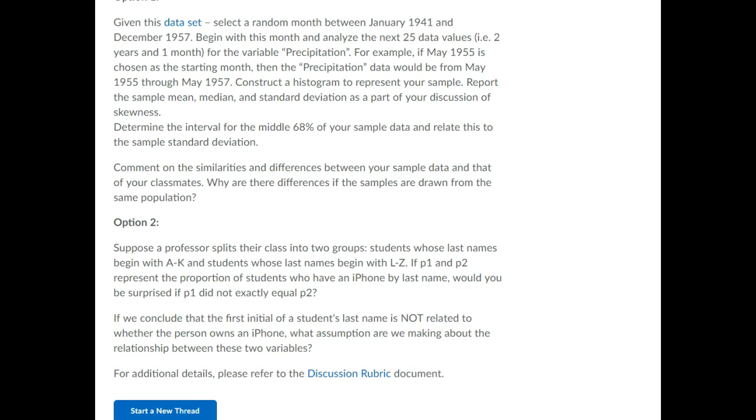Now, think about the size of a class as well. Some classes only have 10 people, 20 people in them. How is that going to affect P1 and P2? If the class was bigger, 100 students, 200 students, what would you expect between P1 and P2? Would they start to be closer and closer to each other? Or would you start to see more of a difference between them?